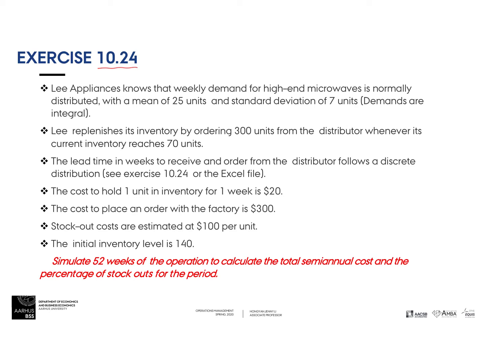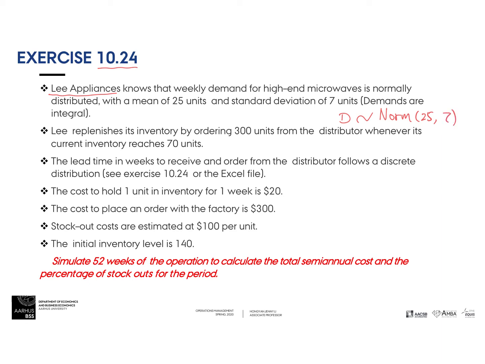So let's see this company or this shop called Lee Appliances knows that weekly demand for high-end microwaves is normally distributed with a mean of 25 units and a standard deviation of 7 units. So demands are integers. So we assume you have a normal distribution for demand. So you can see demand is a normal distribution with 25 mean and 7 sigma.